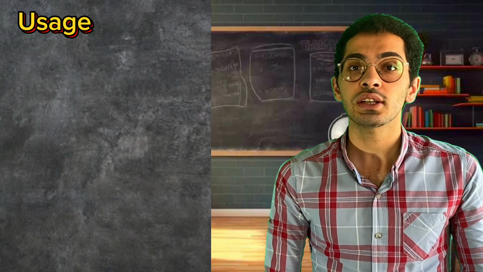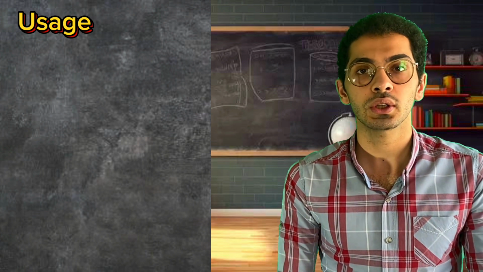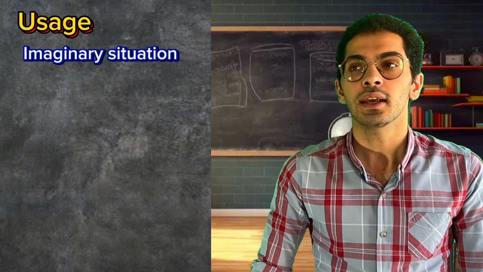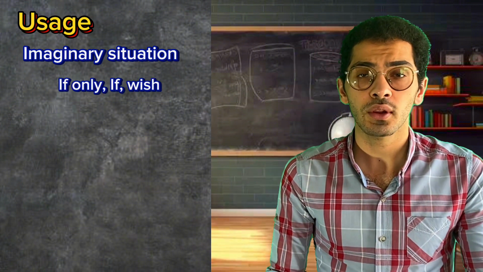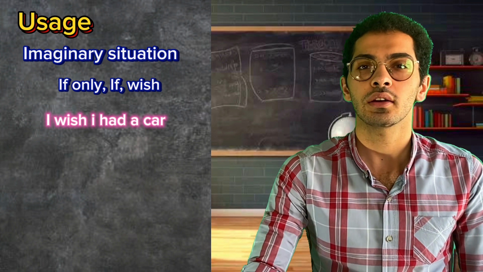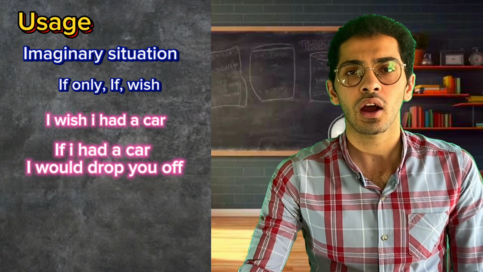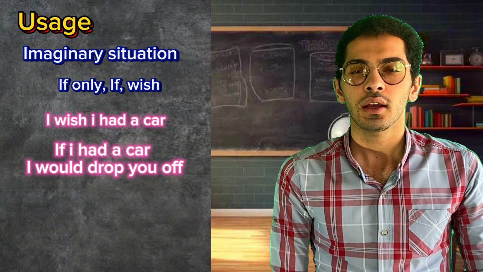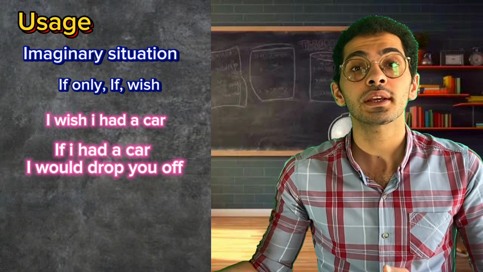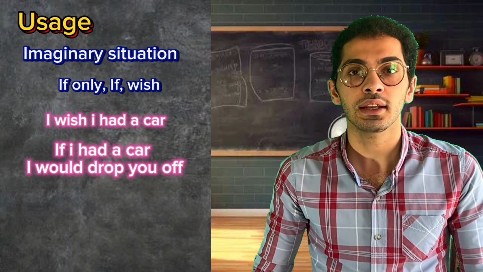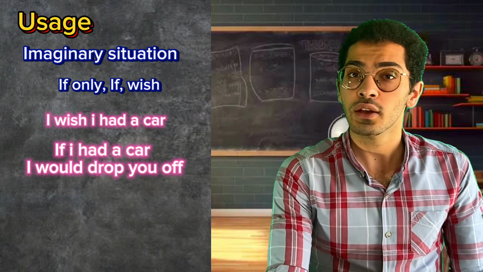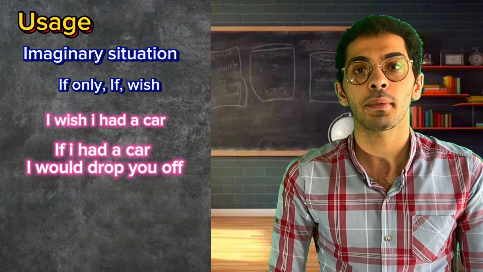Last function, which is also so important and so many people don't know it, it is for imaginary situation, unrealistic situation. We usually use it with if only, if, or I wish. For example, I wish I had a car. Or if I had a car, I would drop you off. If I had a car, when? Right now, actually. I'm saying for right now. But because it is imaginary situation, it's not real. I don't have a car right now. We use past form for it. For I wish, if only, if. Be so careful about it.